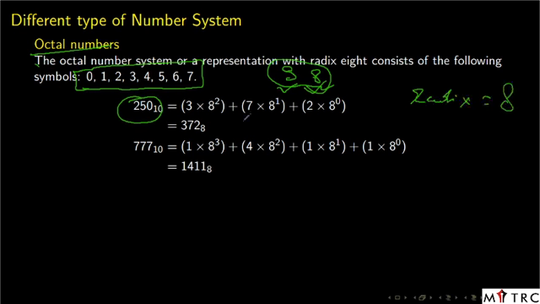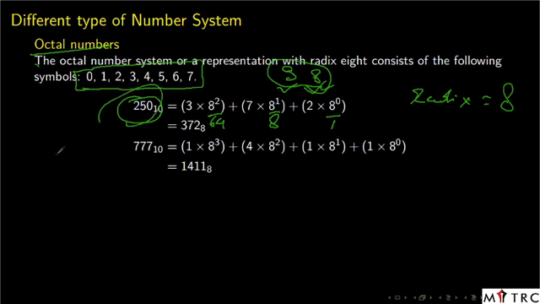So the weight is given in terms of the power of 8. So 8 to the power 0 has weight 1, 8 to the power 1 at the second digit has weight 8, and 8 to the power 2 has weight 64. So now let's see 250.